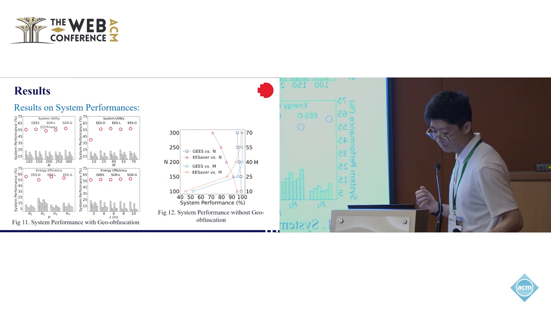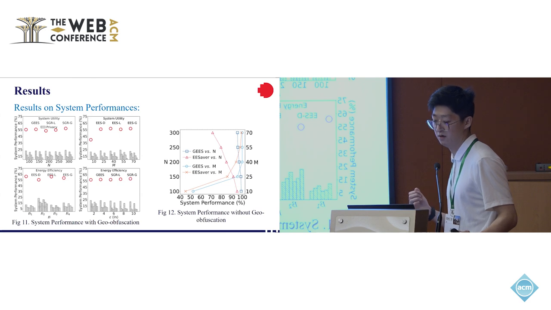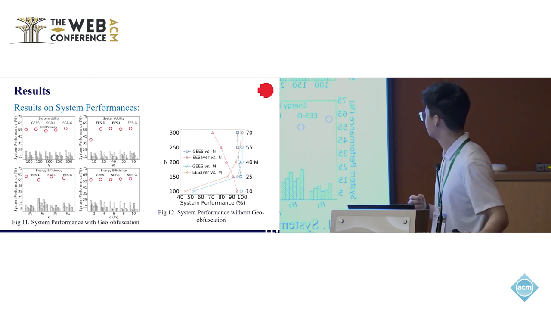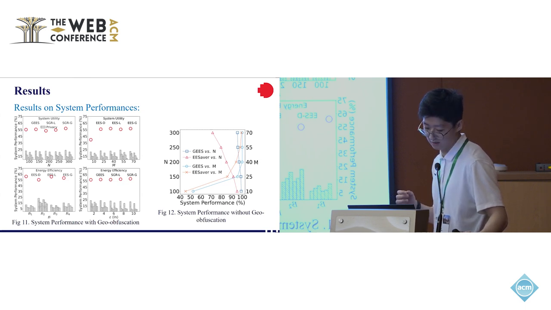The results show that our methods outperform the baseline approaches in multiple cases. For example, N represents the number of users, while M represents the number of edge servers, and epsilon means the privacy budget of differential privacy. We also conducted an ablation study in the no differential privacy scenario.